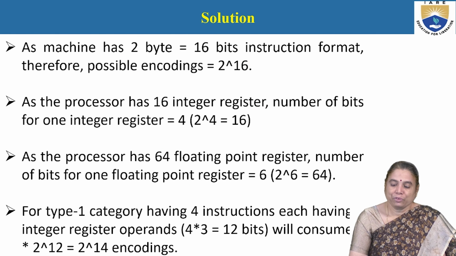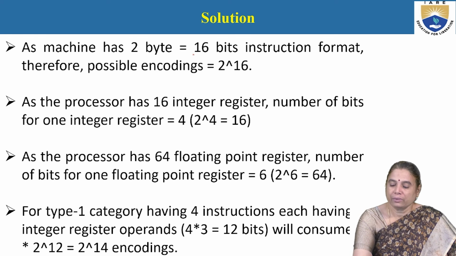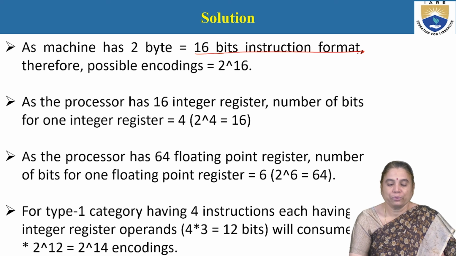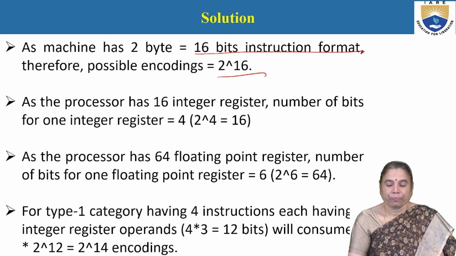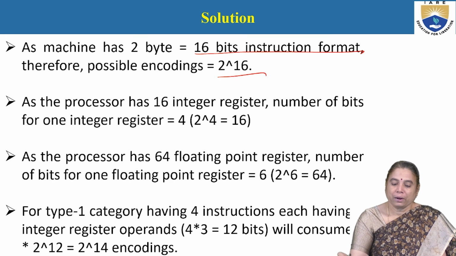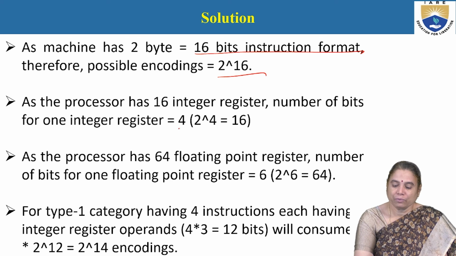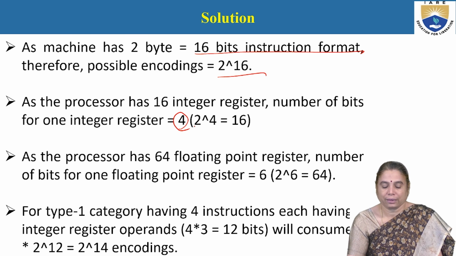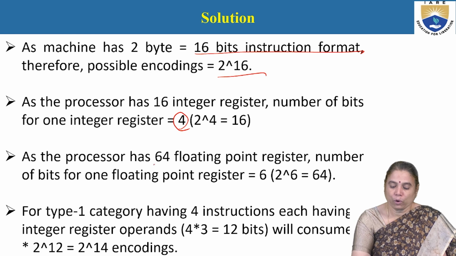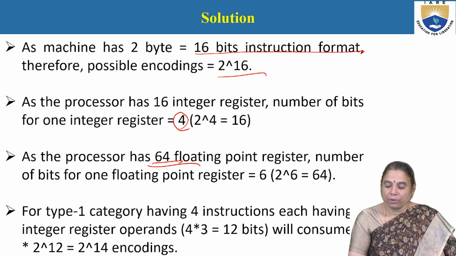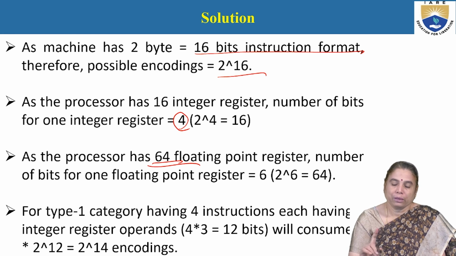As the machine has 2 bytes, a 16-bit instruction format is used, so it can encode 2 power 16 combinations. As the processor has 16 integer registers, the number of bits for one register is 4, since 2 power 4 is 16. As the processor has 64 floating point registers, the number of bits for one floating point register is 6.